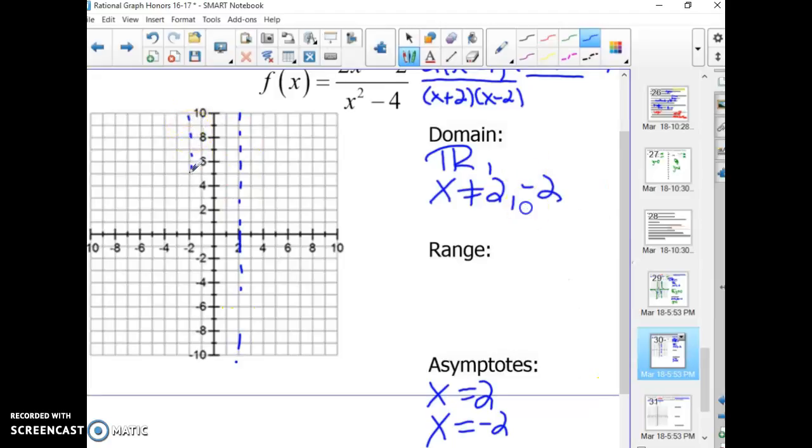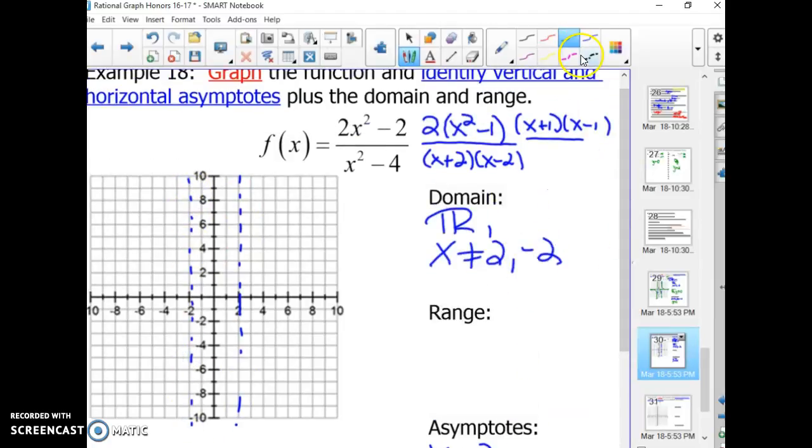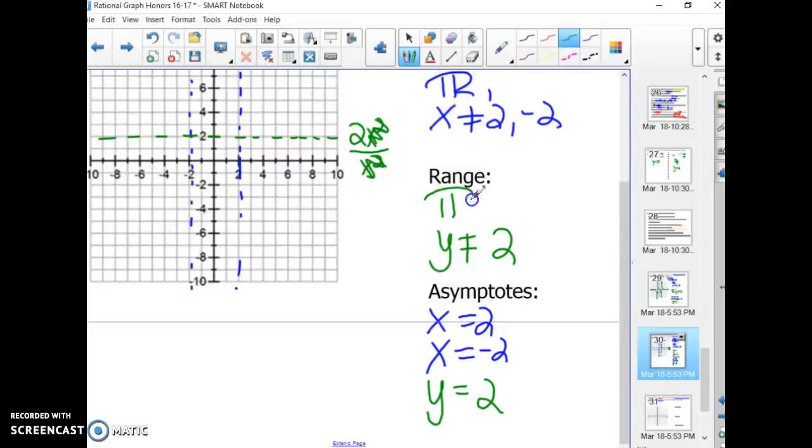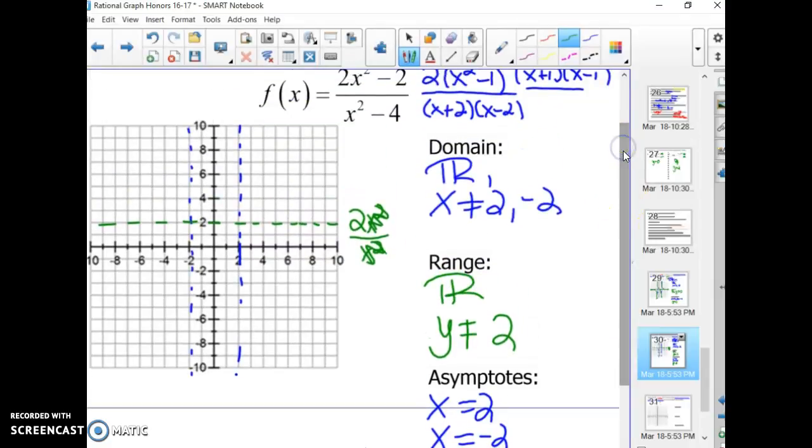Now we're going to talk about my horizontal asymptote. I look at this. The degree of the top is 2. The degree of the bottom is the same. So I just look: I got 2x squared over x squared. What cancels out? The x squared. So I'm left with a 2. So my y is going to be equal to 2. So I know my horizontal asymptote is going to be here at 2, coming across. So y cannot equal 2. So it's going to be all reals except for that.